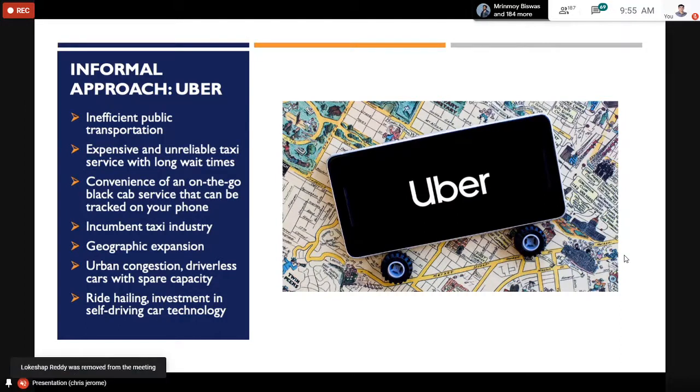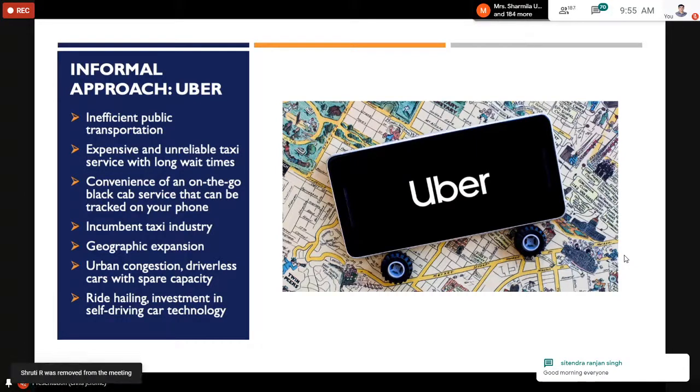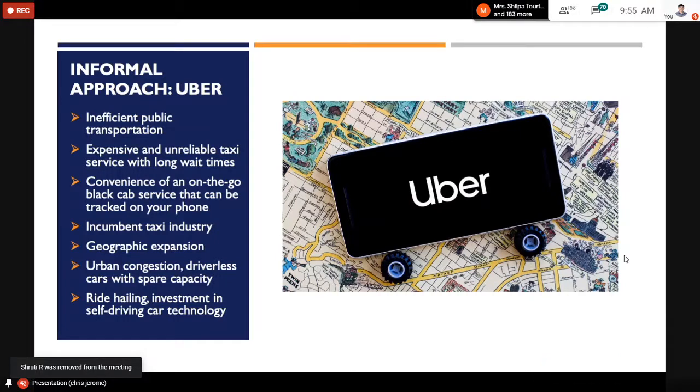So again, the problem he identified was inefficient public transportation, and how was that problem currently being addressed is that it was expensive and unreliable taxi services with long wait times. That was how the problem was currently being addressed. And so what Garrett Camp said was, wait, we can solve this problem just like how James Bond is solving his problem following that car. We can have a convenient on-the-go black cab service that can be ordered on the phone as well as tracked on the phone. So that was how they decided to solve the problem.